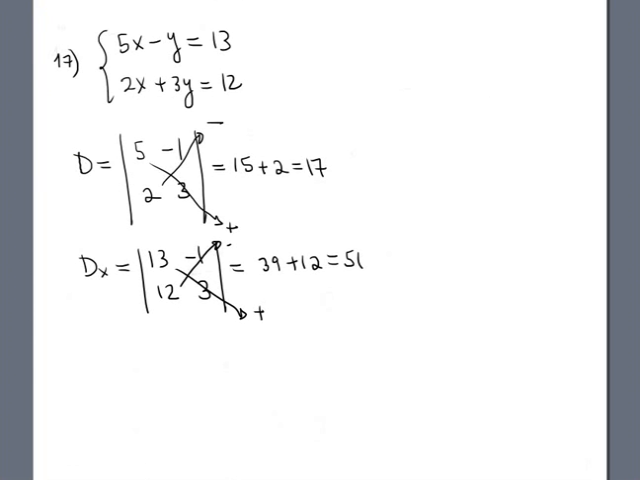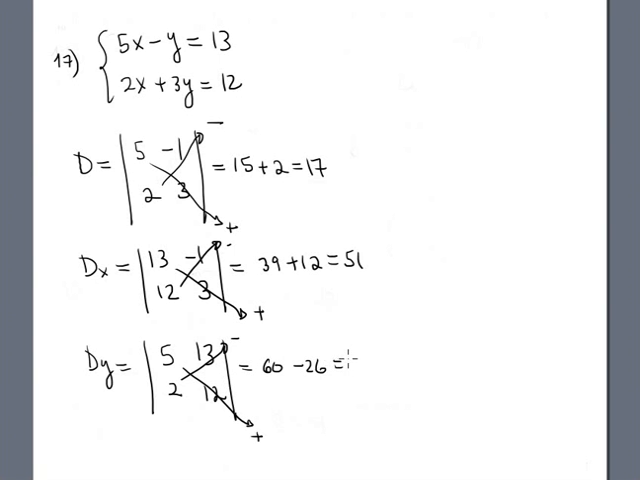Good. Now dy is, you replace, okay, the first column stays the same, and the second is replaced by the right hand side numbers. Now let's do multiplication, plus and minus. 12 and 5, 60 positive, and this is minus 26. The answer is 34. Okay, let's go directly to the Cramer rule.